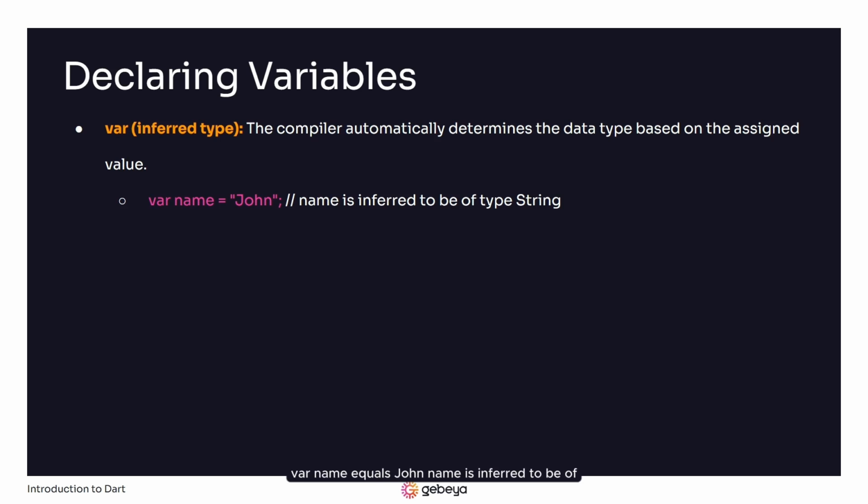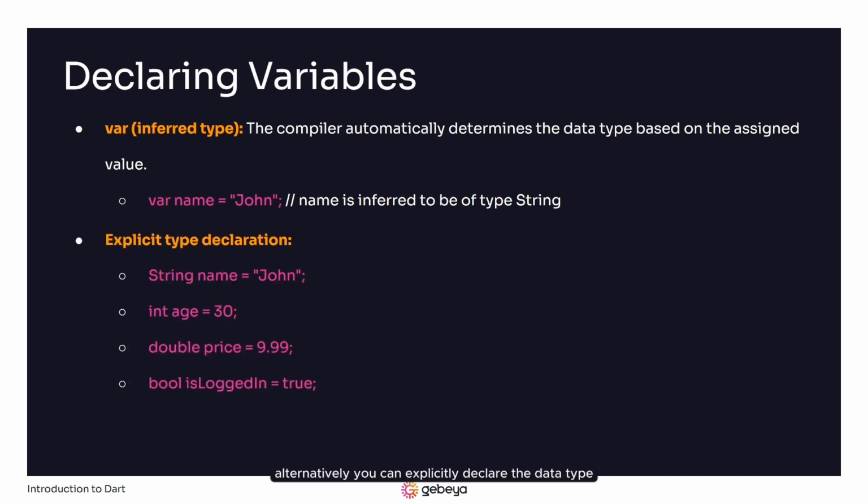var name = 'John'; name is inferred to be of type String. Alternatively, you can explicitly declare the data type for clarity and safety. String name = 'John'; int age = 50; double price = 9.99; bool isTrue = true.